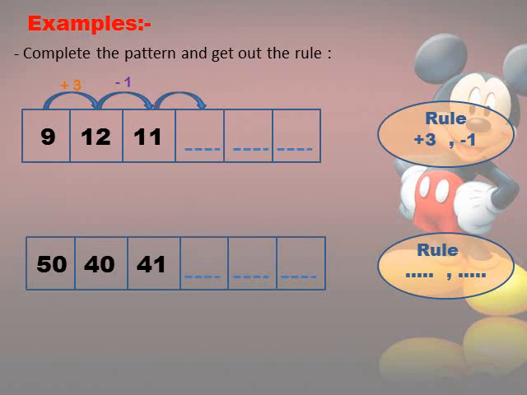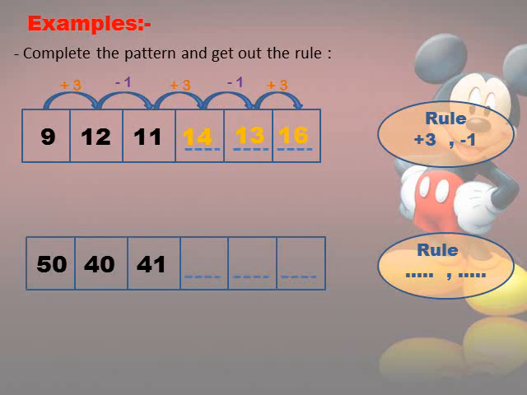Let's repeat the rule again. 11 plus 3 equals 14. Then 14 minus 1 equals 13. 13 plus 3 equals 16. Okay? Now at the next exercise we are going to put our rule.